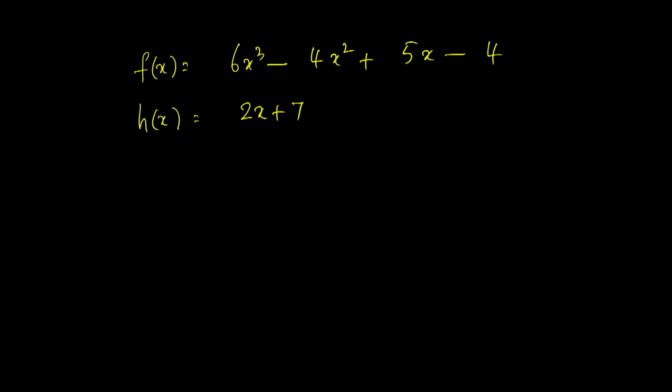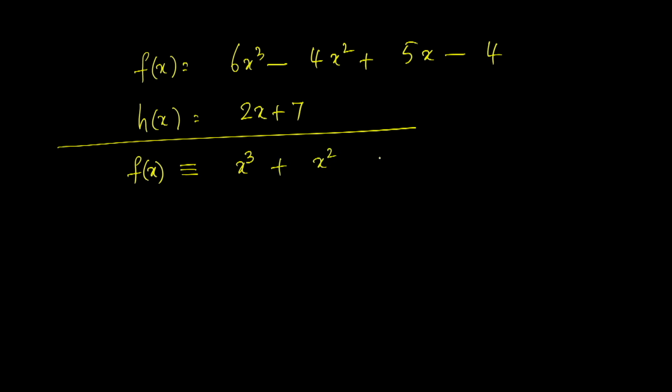Once again, if f of x is 6x cubed minus 4x squared plus 5x minus 4 and h of x is 2x plus 7, then as before we can simplify them. F of x is congruent to x cubed plus x squared plus 1. H of x is congruent to 2x plus 2, this is of course mod 5.